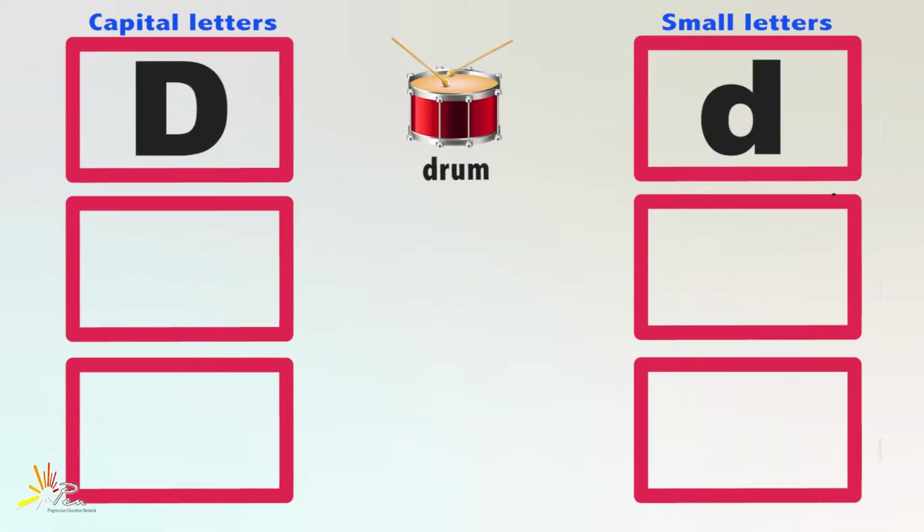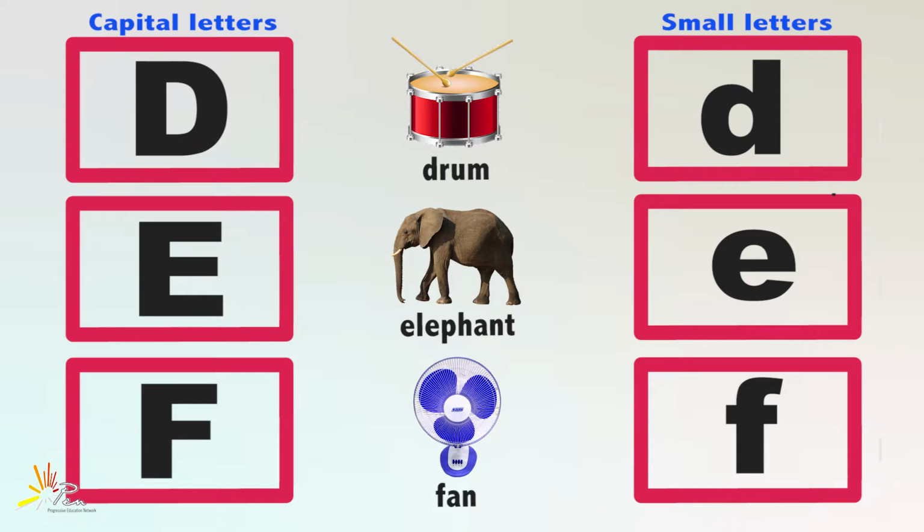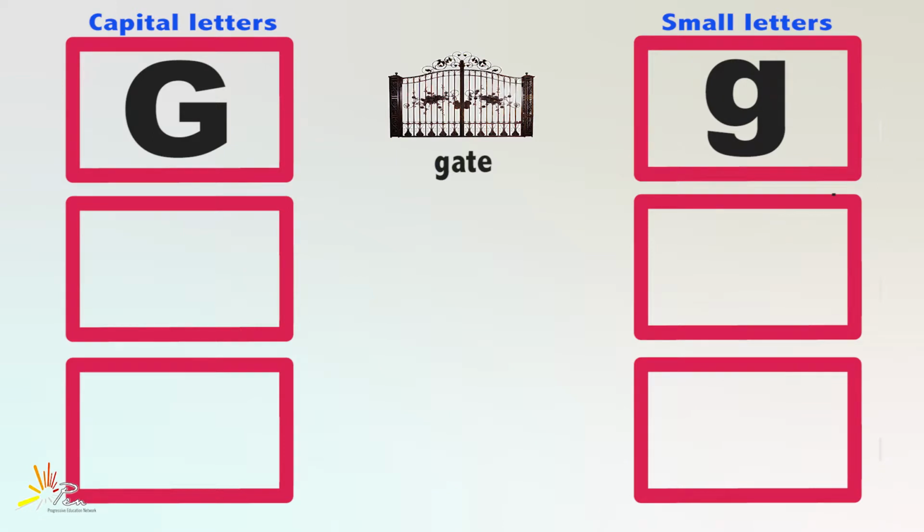D for drum. This is capital D and that is small d. E for elephant. This is capital E and that is small e. F for fan. This is capital F and that is small f. G for gate. This is capital G and that is small g.